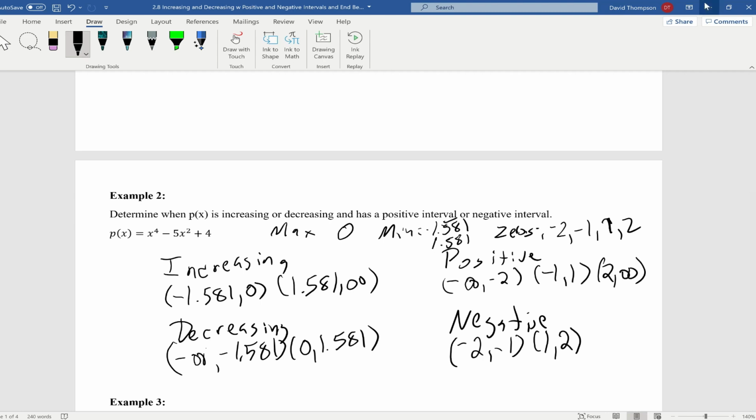And just to reiterate, our positive and negative intervals use our zeros, and we're analyzing whether the graph's above the x-axis or below the x-axis. Our increasing and decreasing intervals determine whether from left to right the graph is going up or down, and it's using our maxes or mins. And we are done with example 2.